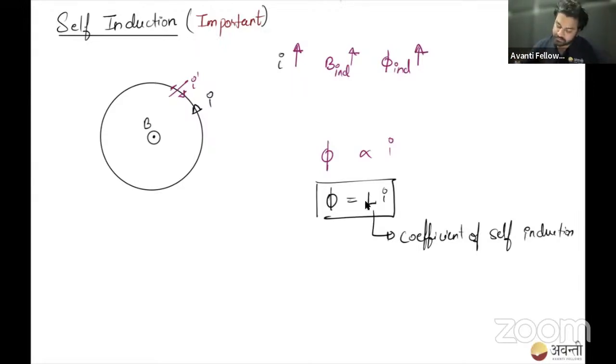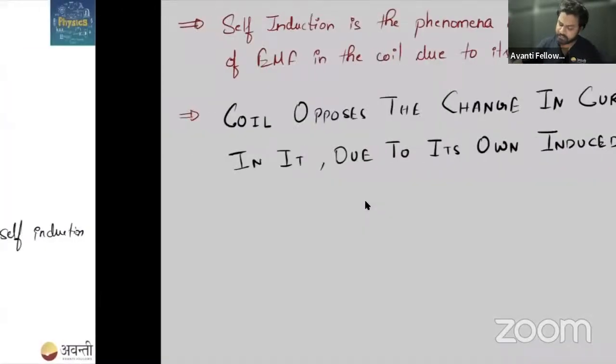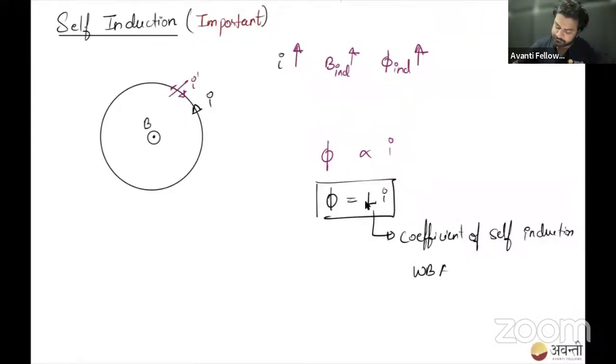The SI unit is, in the next slide I will tell you. Anyhow, it is Weber per ampere, or in short it is called Henry, which is denoted by capital H. Clear? Note it fast.